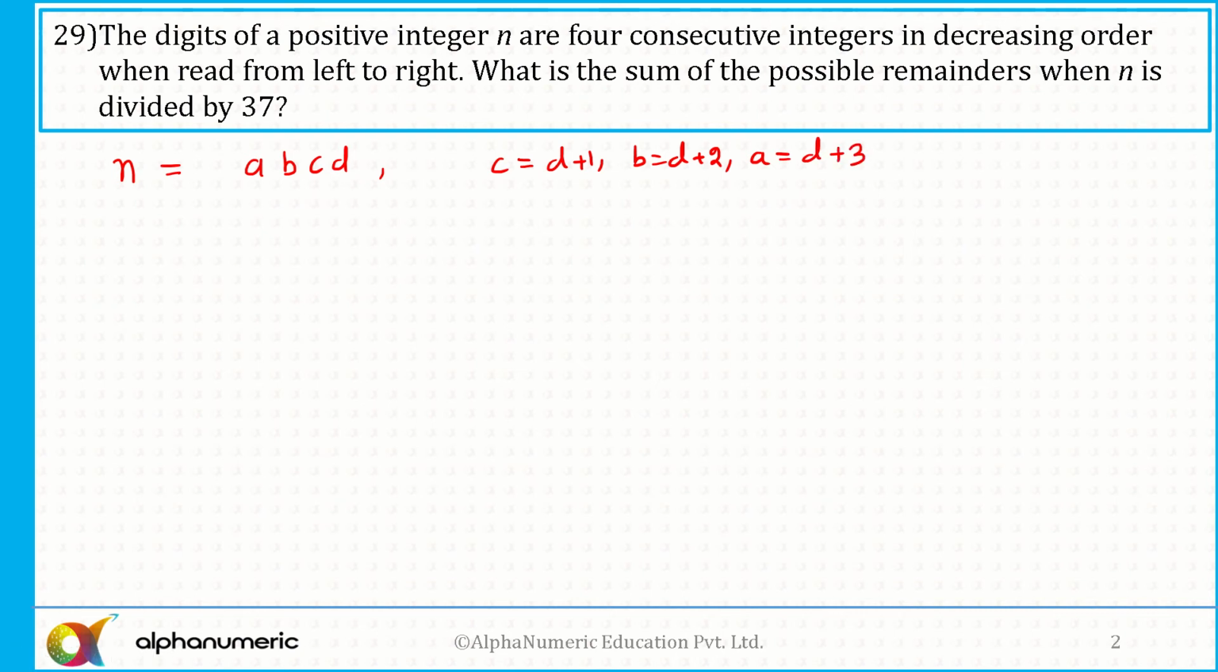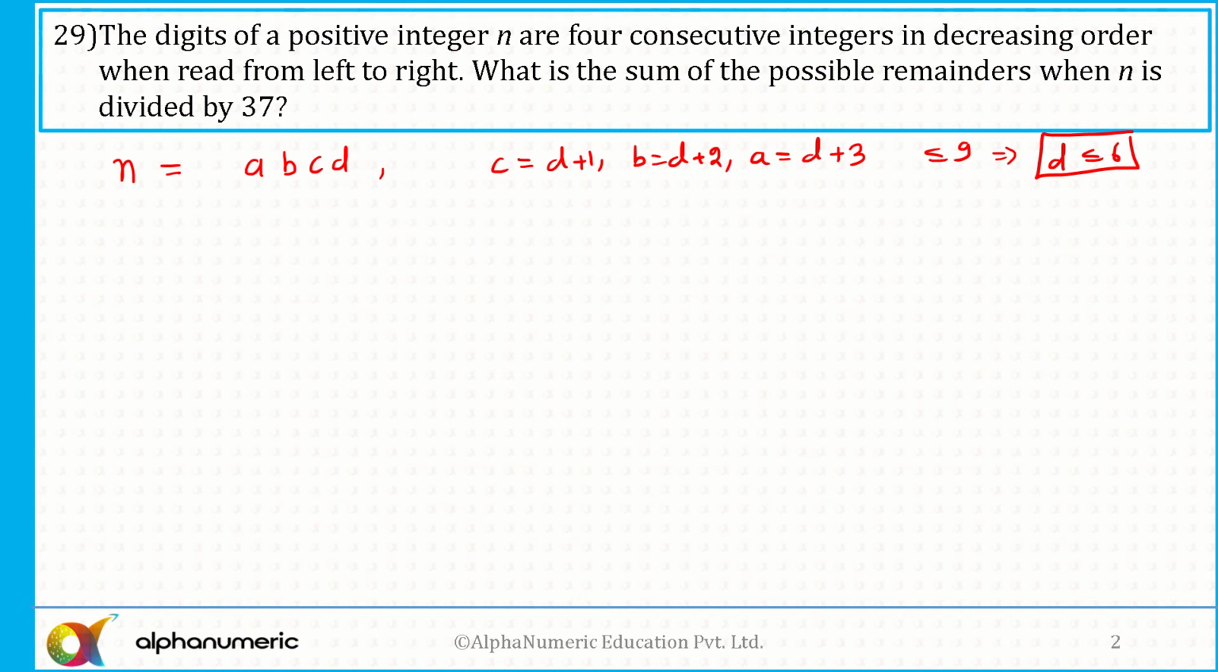Now, since A, B, C, D must all be single digit numbers, D plus 3 must be less than or equal to 9. So this implies D is less than or equal to 6. One way is to write down all the values: start with D equal to 6, then C is equal to 7, B is equal to 8 and A is equal to 9, and so on.